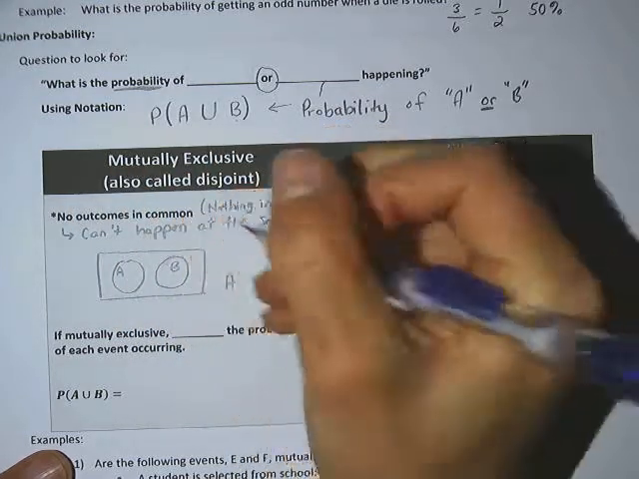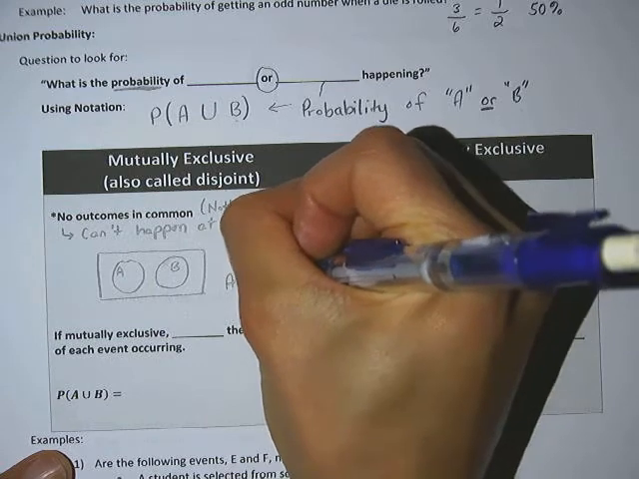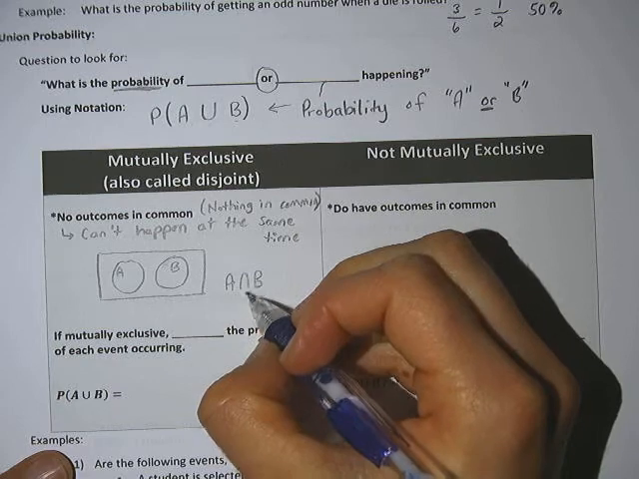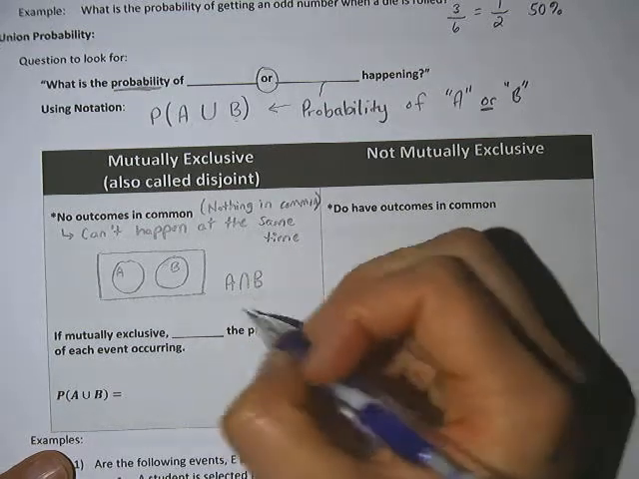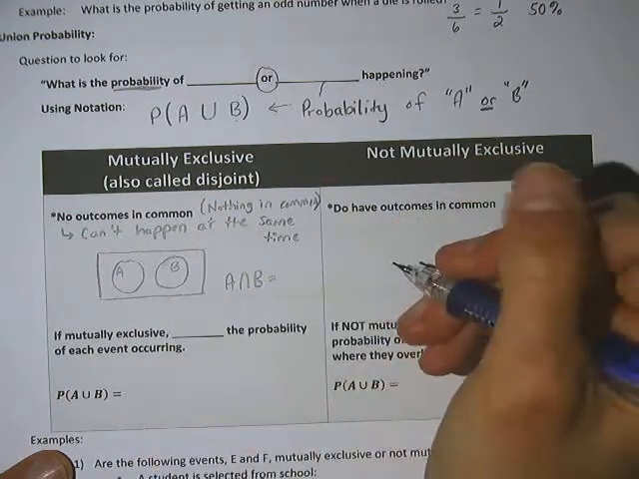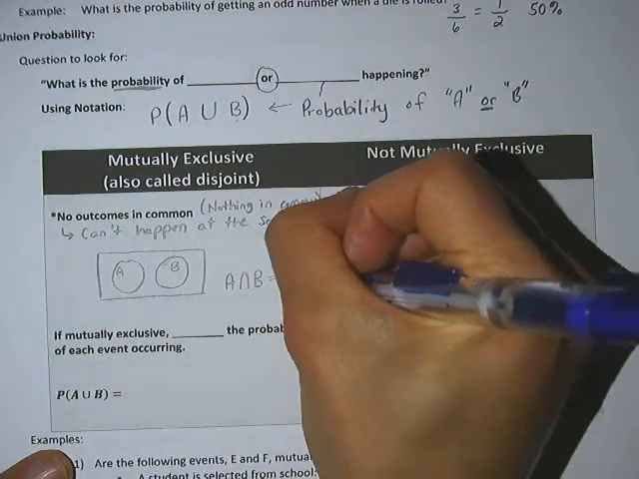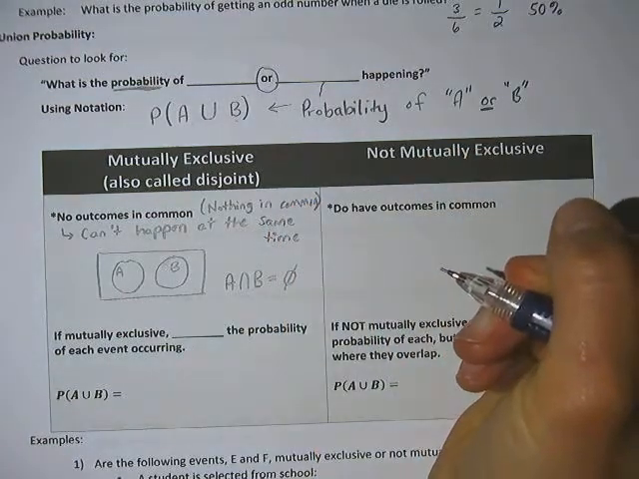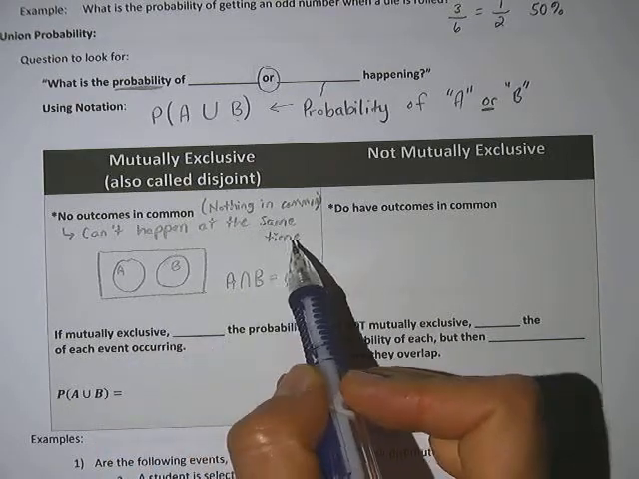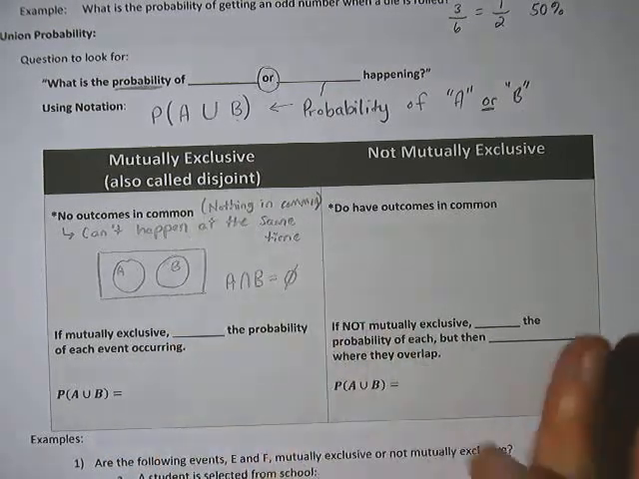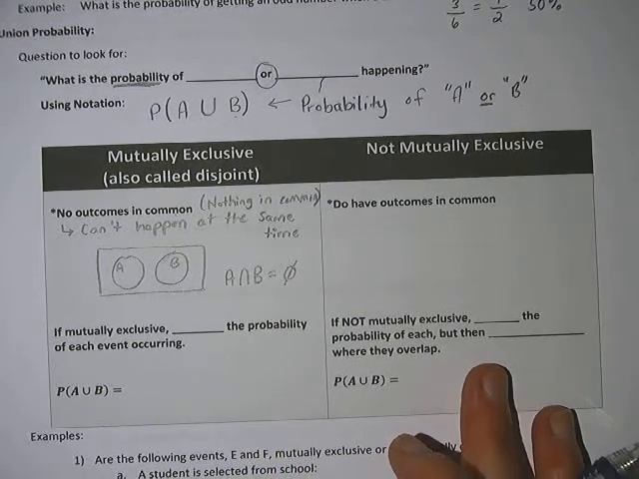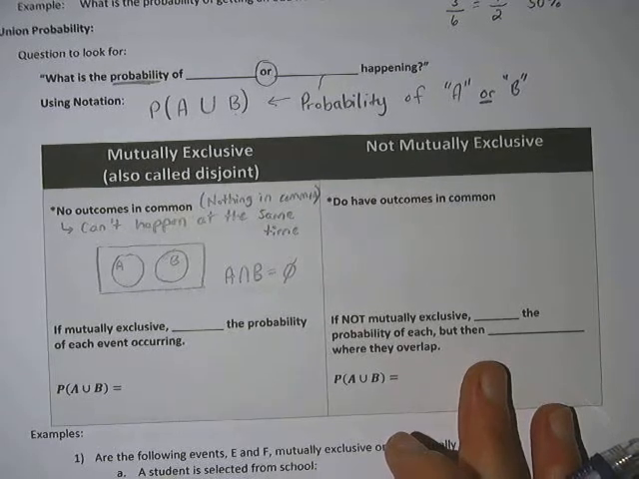Okay. So with that, you can think about what they have in common, which would be their intersection. Remember, that's that upside down U, or you can think of it like an N. The intersection is what they have in common. So if they don't have anything in common, then the intersection would be empty. It would be that empty set, okay? And so if the two things cannot happen at the same time, then you would call them mutually exclusive. And the way that you work the problem would be a little different than if they did have something in common, okay?